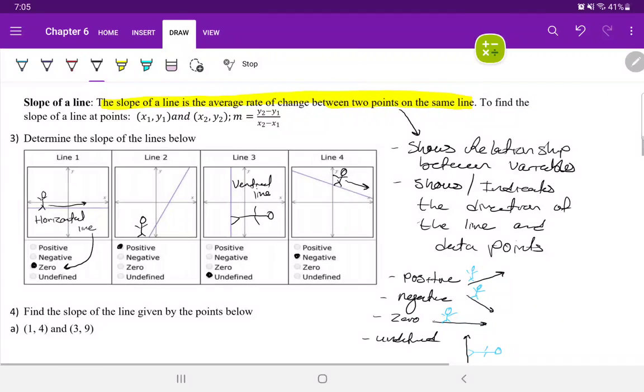And this also shows you the direction of the line. The first one, the direction is constant. It stays the same. The second one, the direction is up. The third one, the way it's going, well, it's undefined. And the last one, we're going down.